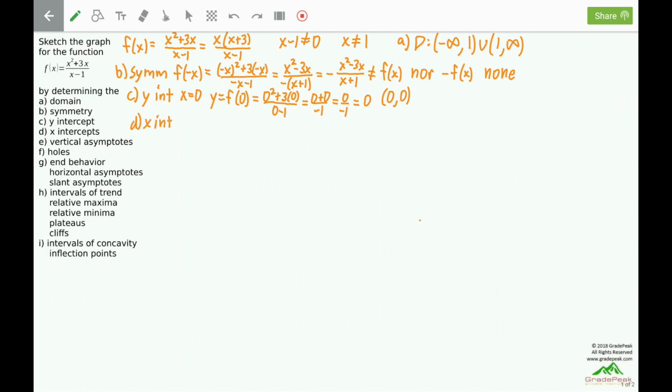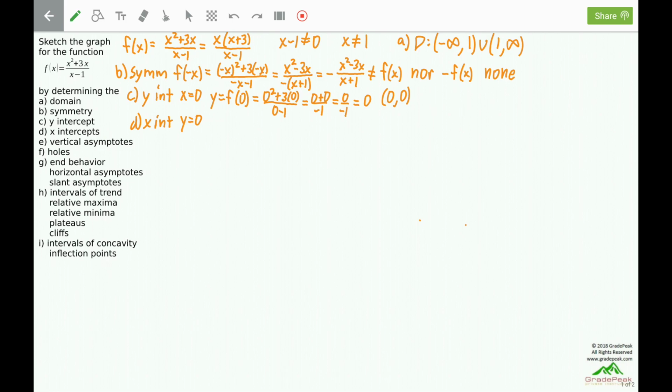For part D, we want to determine the x-intercepts. These are the points where the graph crosses the x-axis, defined by y equals 0. We want to start by taking f of x, factoring both the numerator and denominator, and canceling any factors from the numerator and denominator. The numerator has no factors that match with the denominator. There are no factors that cancel.